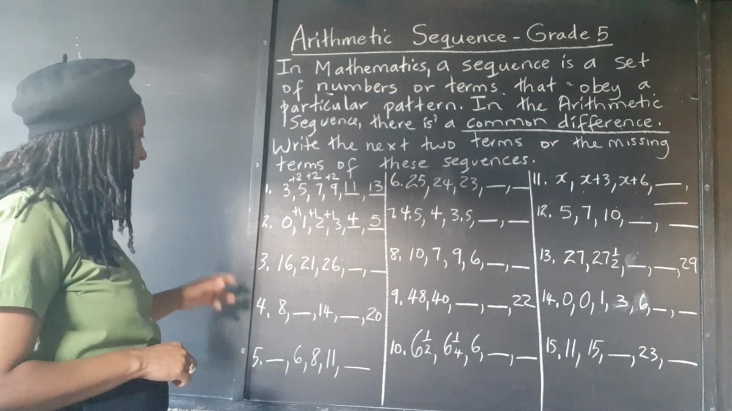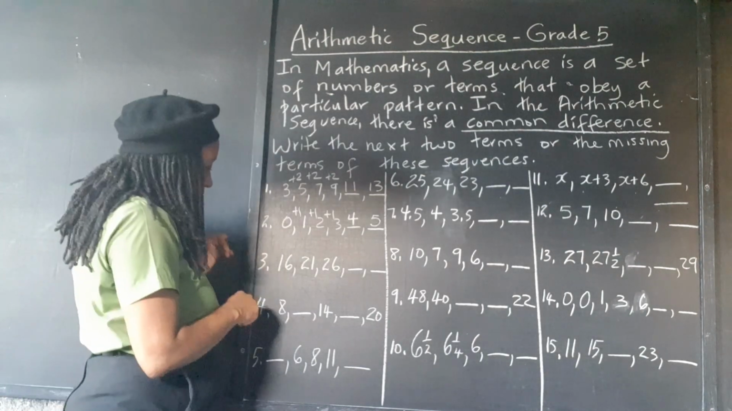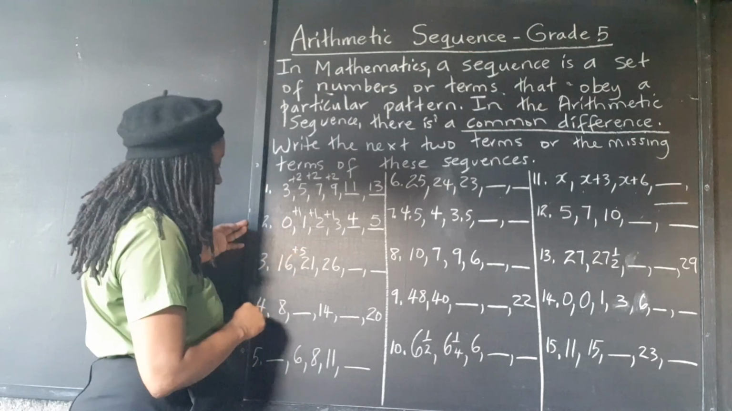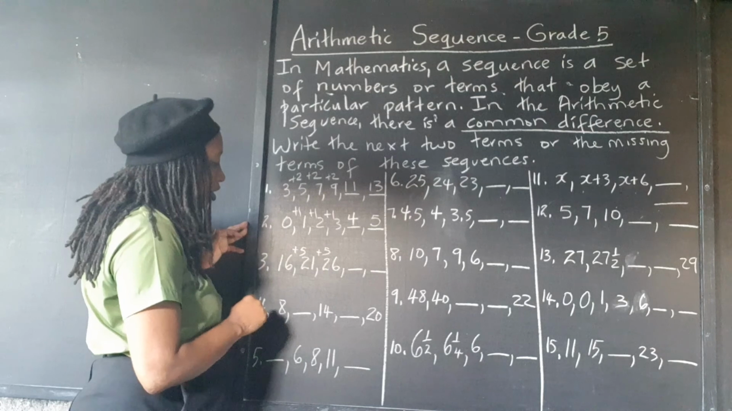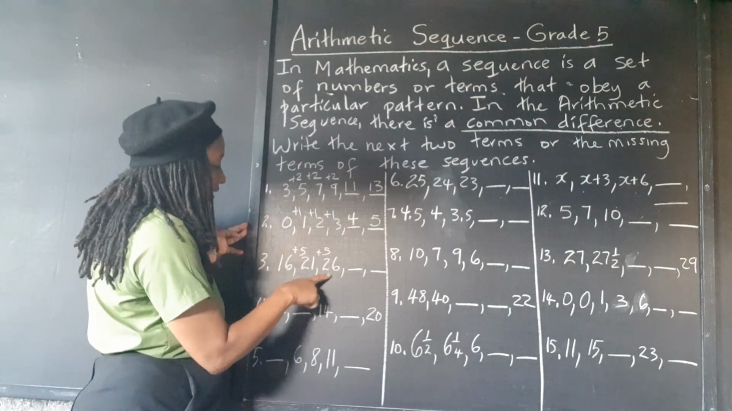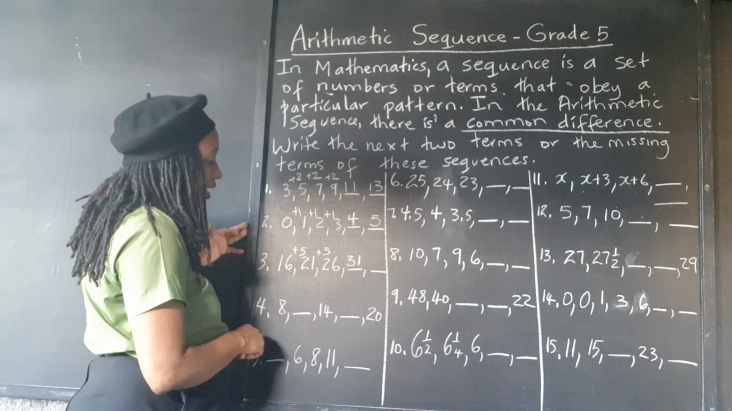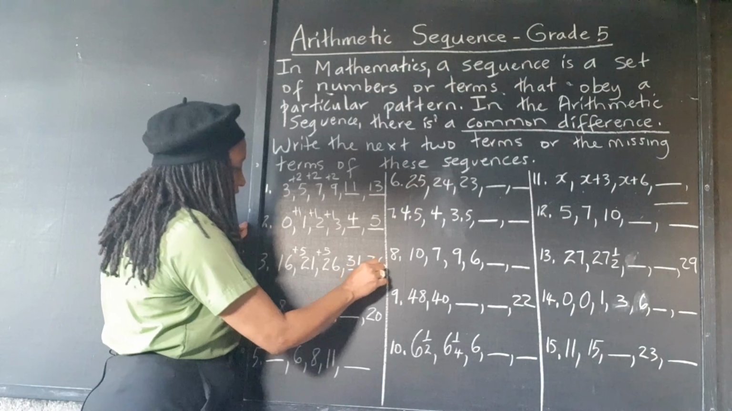How about 16, 21, 26? What are we doing each time? So from 16 to 21, we add 5. 21 to 26, we also add 5. So we need to add 5 to 26, and that's going to give us 31. And we need to add 5 to 31, and that's going to give us 36.